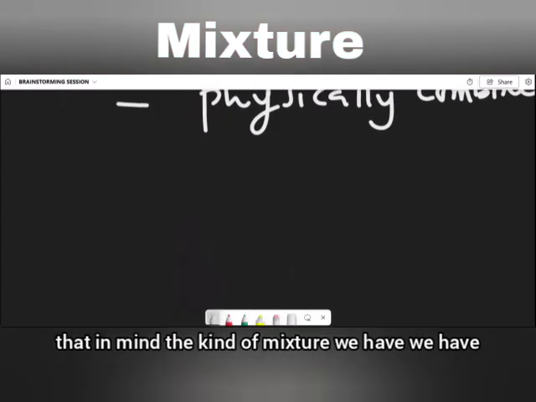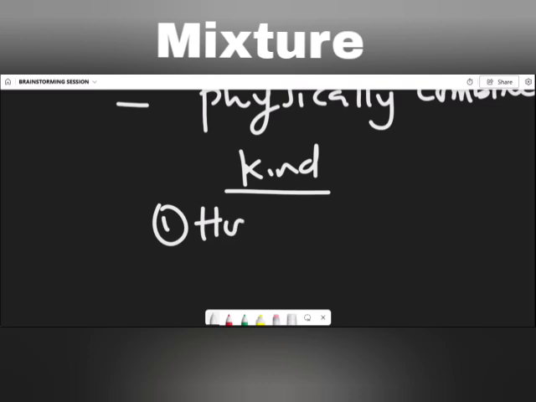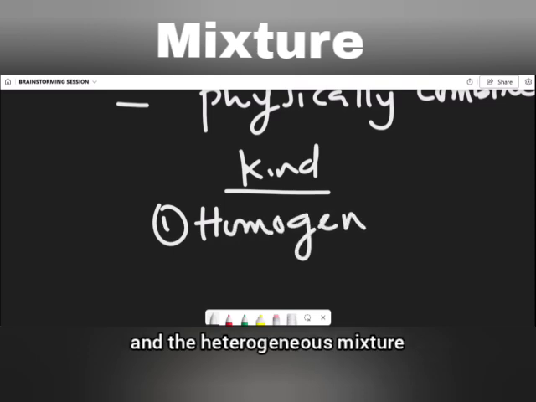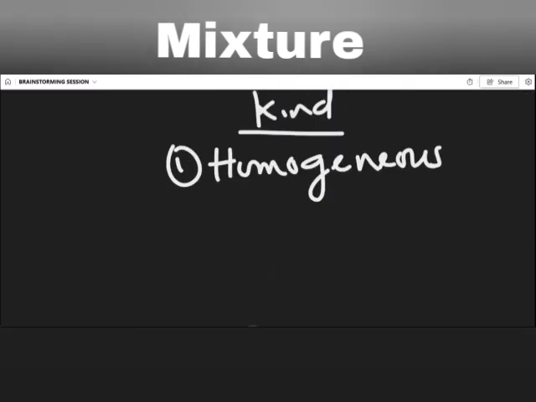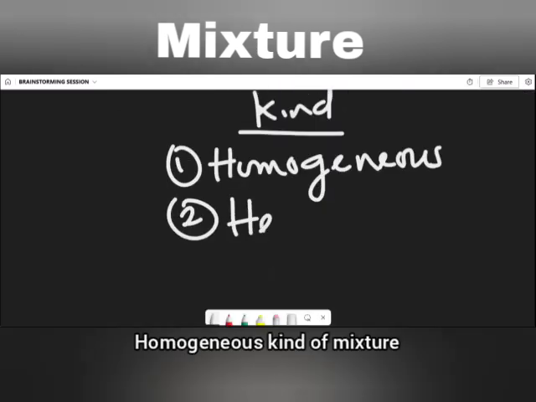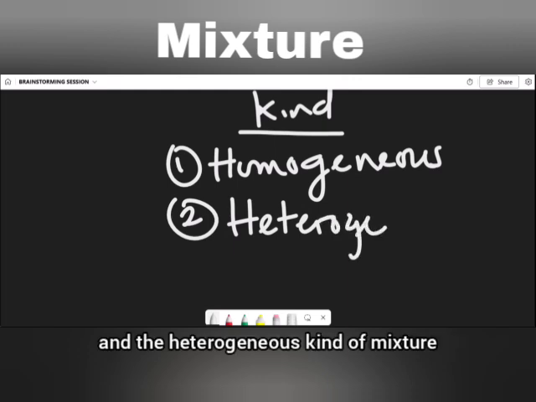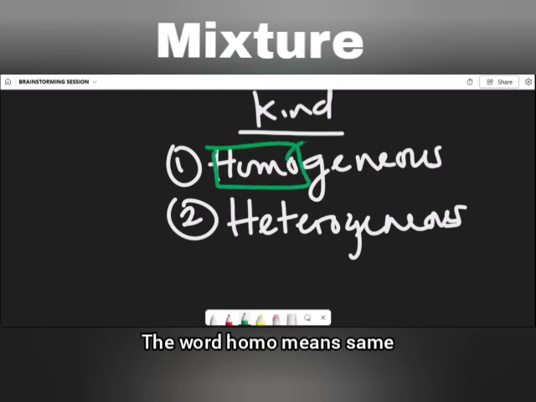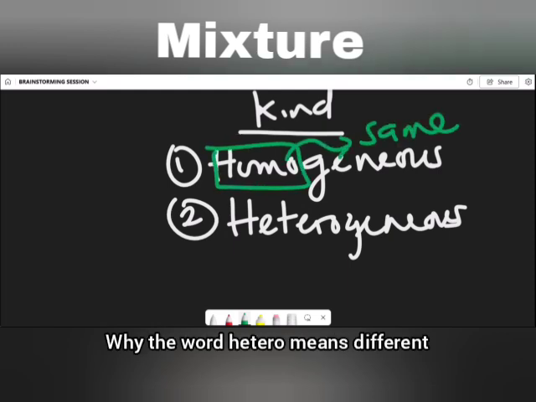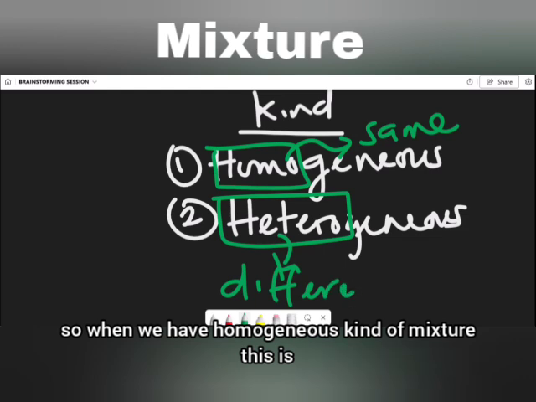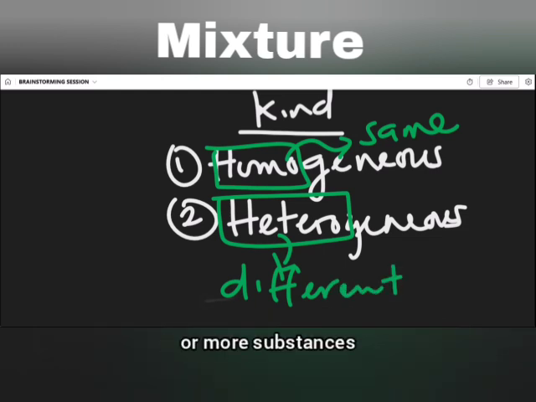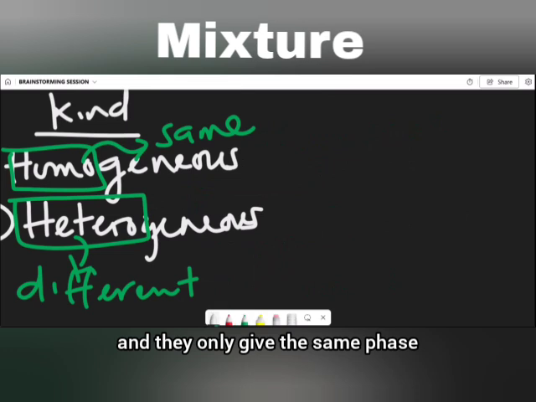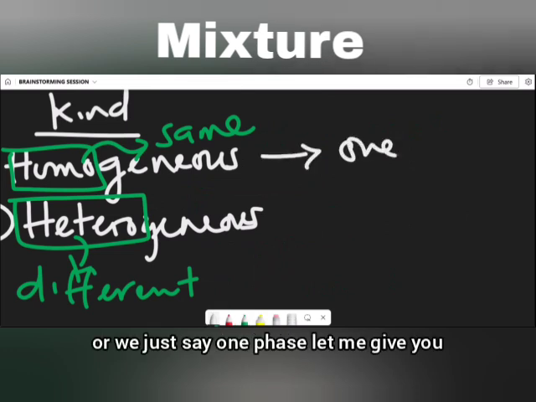Have that in mind. The kinds of mixture we have are the homogeneous mixture and the heterogeneous mixture. So what is a homogeneous mixture? The word homo means same, while the word hetero means different. So a homogeneous mixture is when you combine two or more substances and they give only the same phase, or just say one phase.